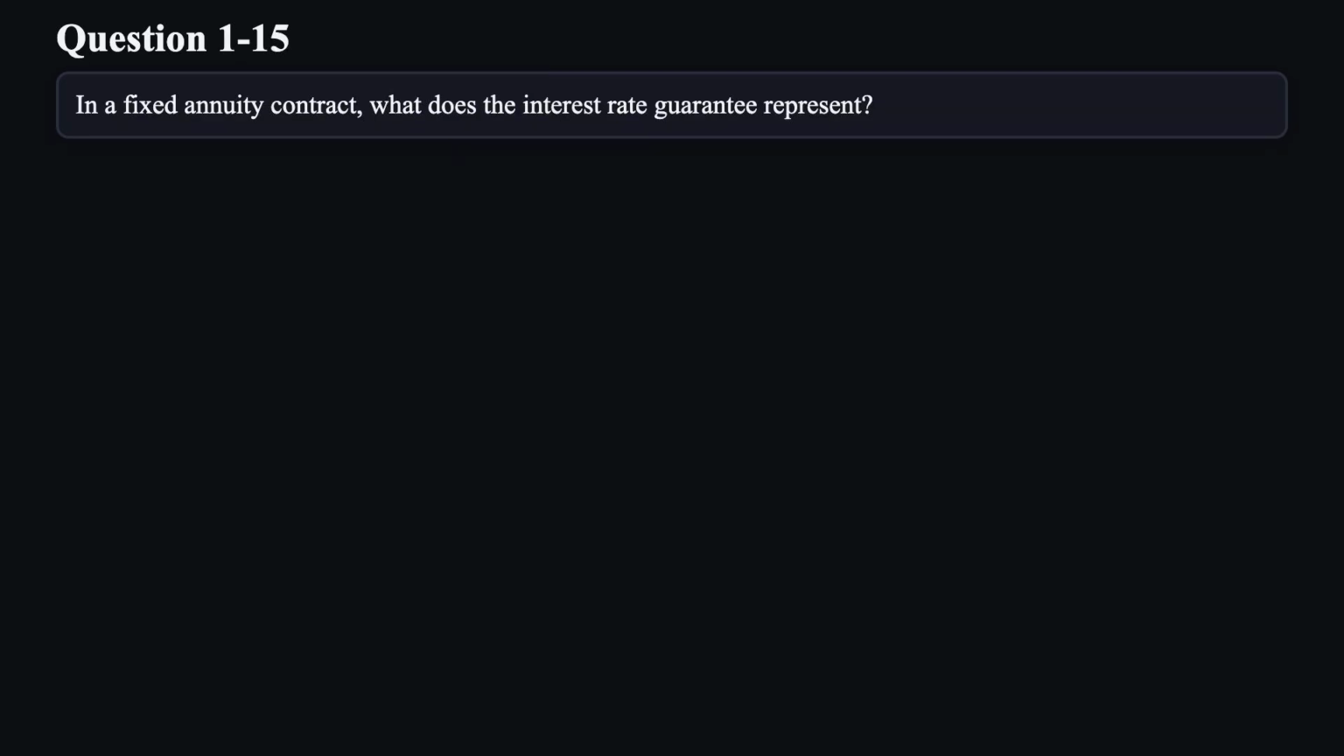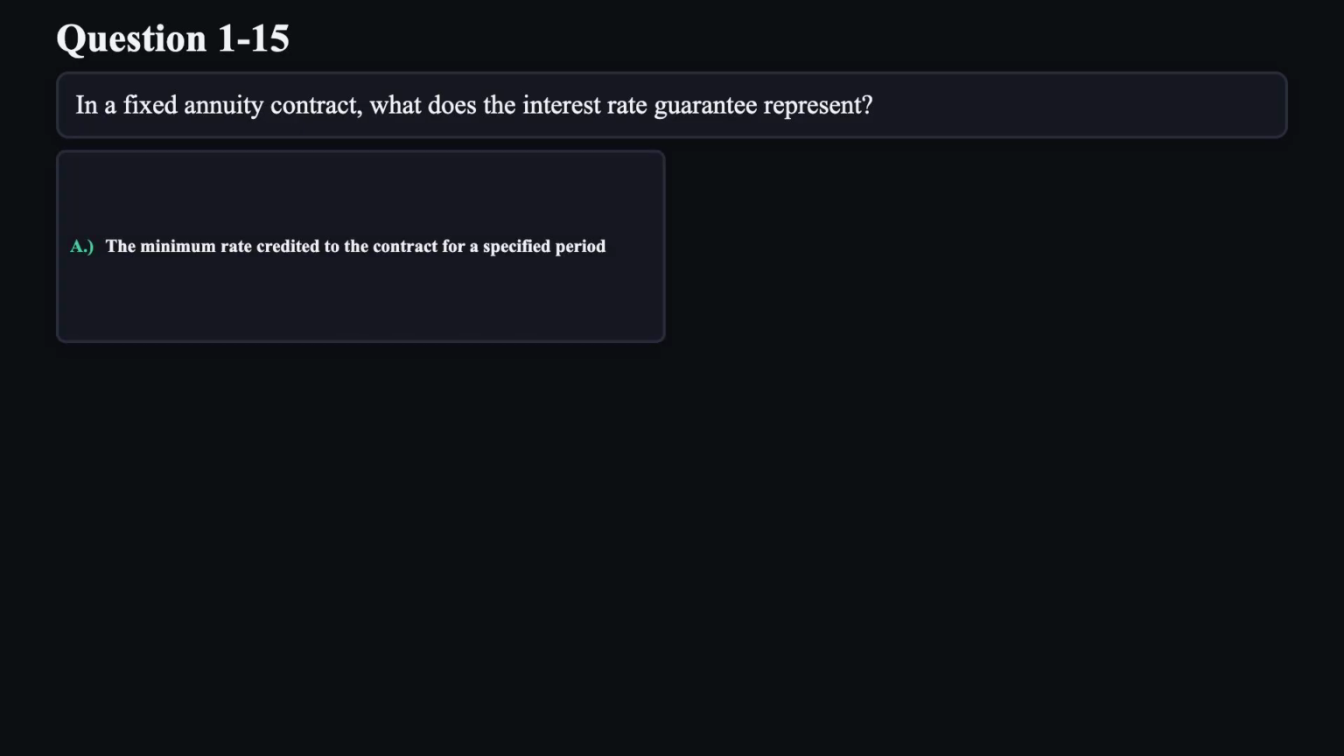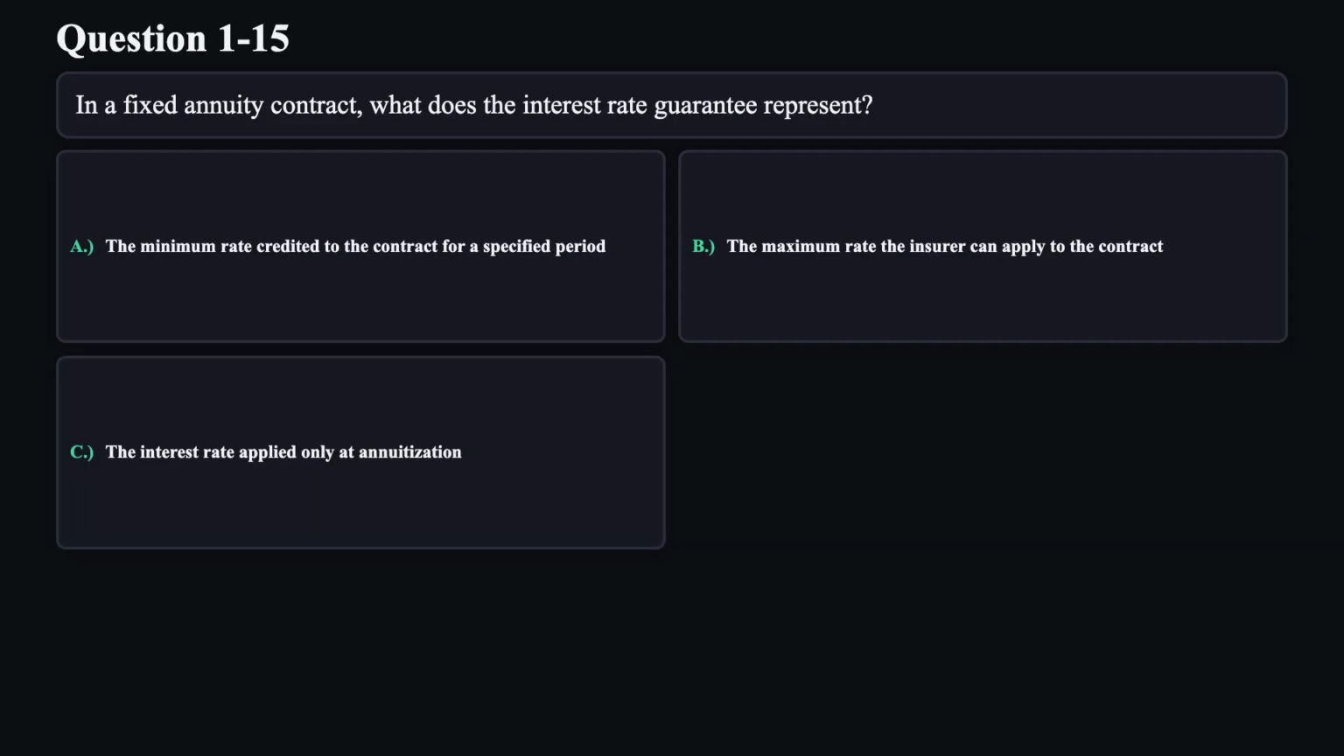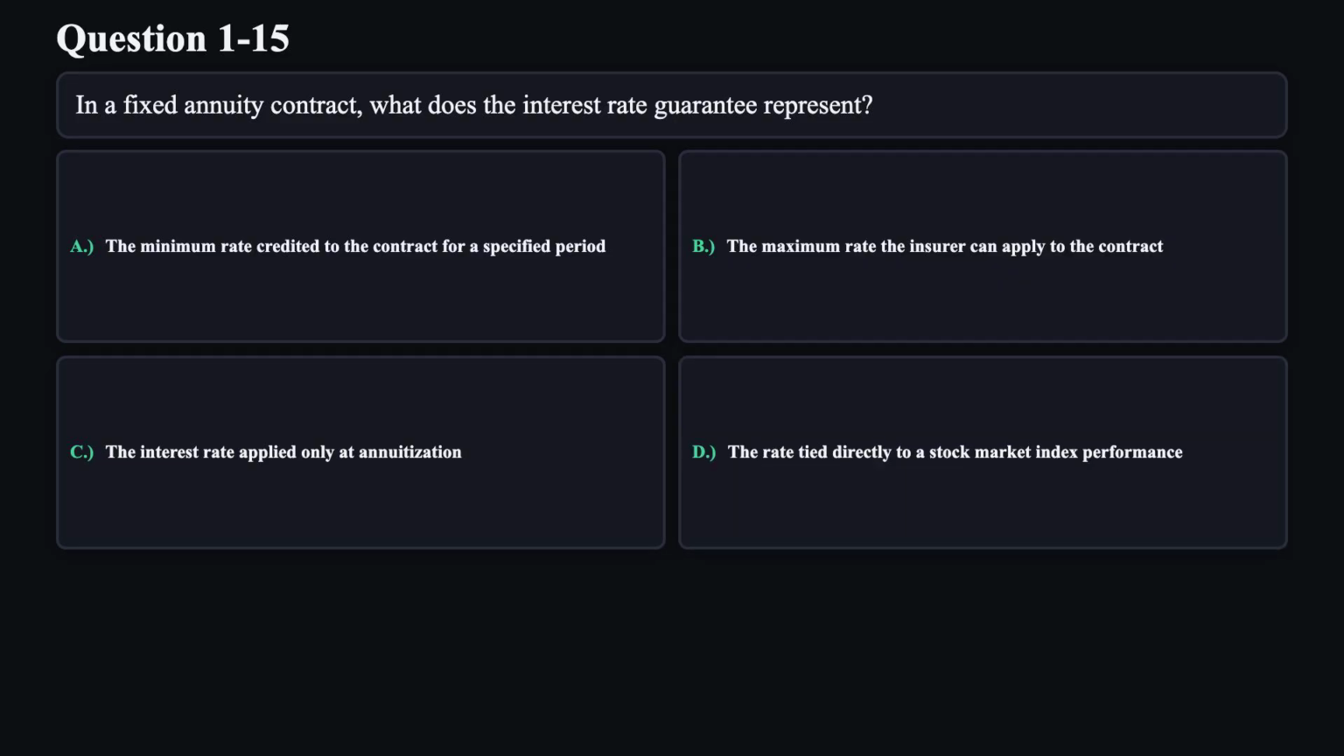Question 15. In a fixed annuity contract, what does the interest rate guarantee represent? A. The minimum rate credited to the contract for a specified period. B. The maximum rate the insurer can apply to the contract. C. The interest rate applied only at annuitization. D. The rate tied directly to a stock market index performance.